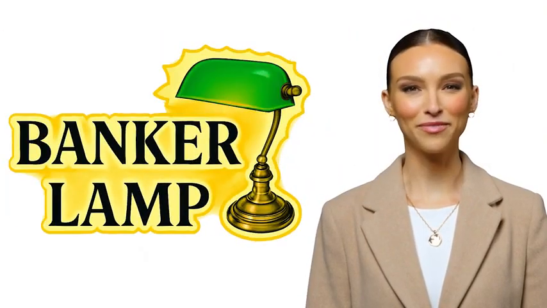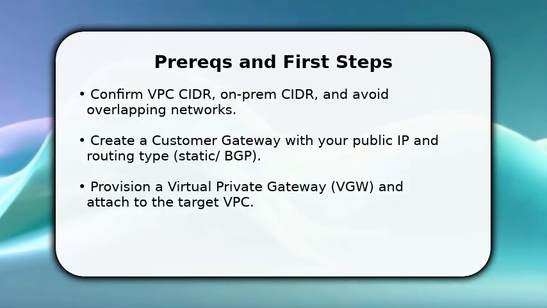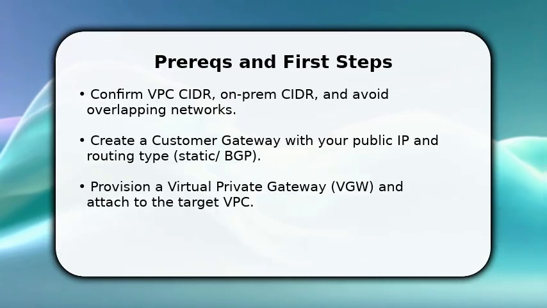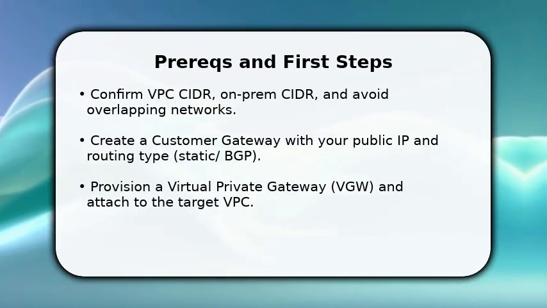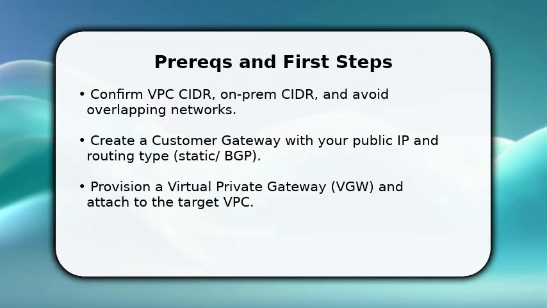You start by validating prerequisites. VPC CIDR and on-prem CIDR must not overlap, and you need a stable public IP for your customer gateway. Create the customer gateway in AWS with that IP and choose static or BGP routing. This defines how routes exchange.